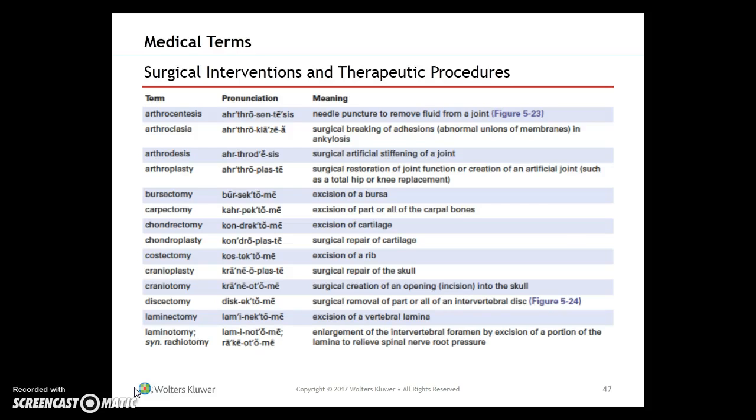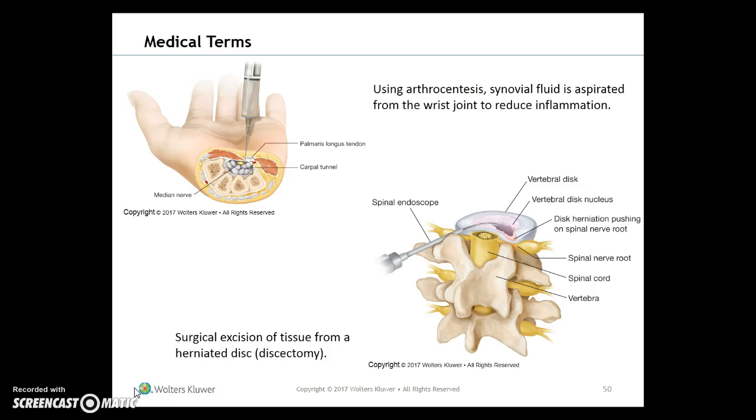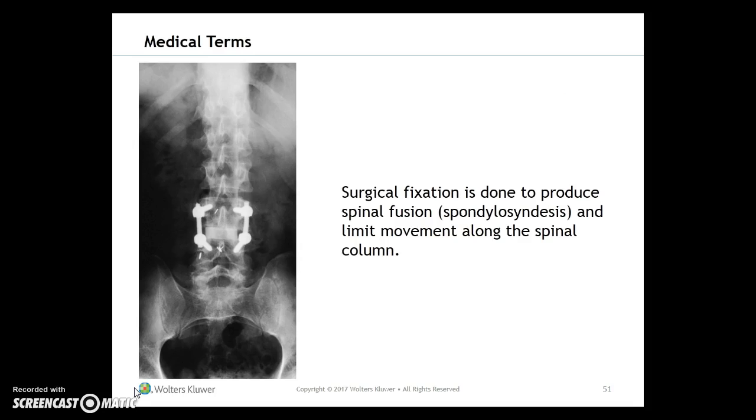Surgical interventions and therapeutic procedures, go through those and say them out loud, become familiar with those as you move through the tests and procedures section of the chapter. Here's a diagram using arthrocentesis. Synovial fluid is being aspirated from the wrist joint to reduce inflammation here, and the upper picture and the lower picture is the surgical excision of tissue from a herniated disc or a discectomy, and be sure that you see that's with a C and not a K. A lot of people miss that on the quiz.